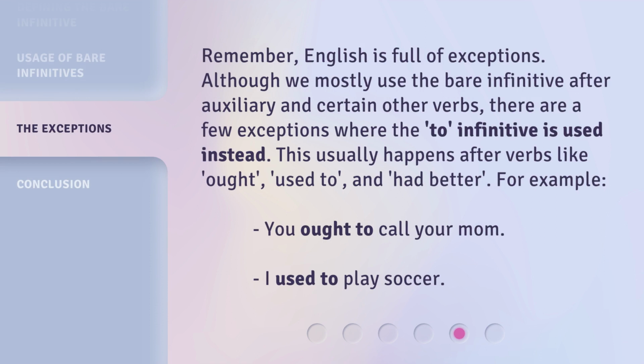Remember, English is full of exceptions. Although we mostly use the bare infinitive after auxiliary and certain other verbs, there are a few exceptions where the "to" infinitive is used instead. This usually happens after verbs like ought, used to, and had better. For example, you ought to call your mom. I used to play soccer.